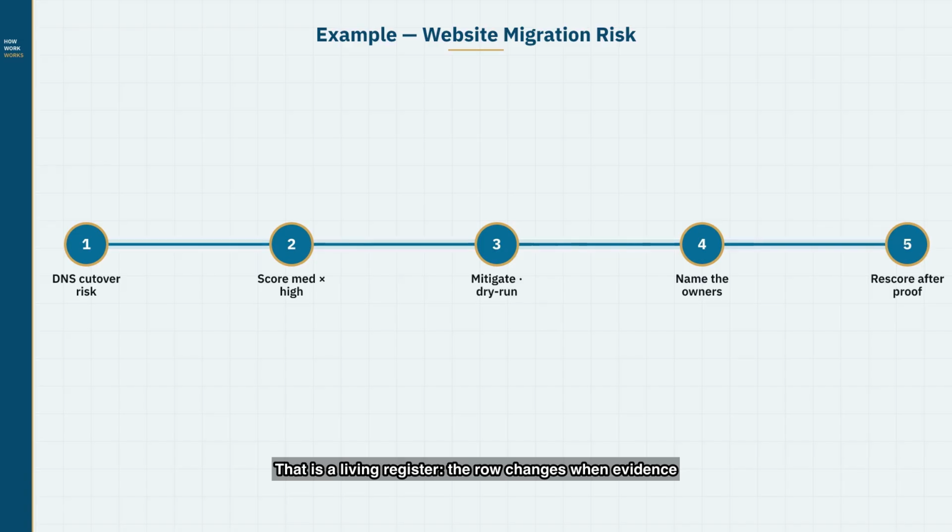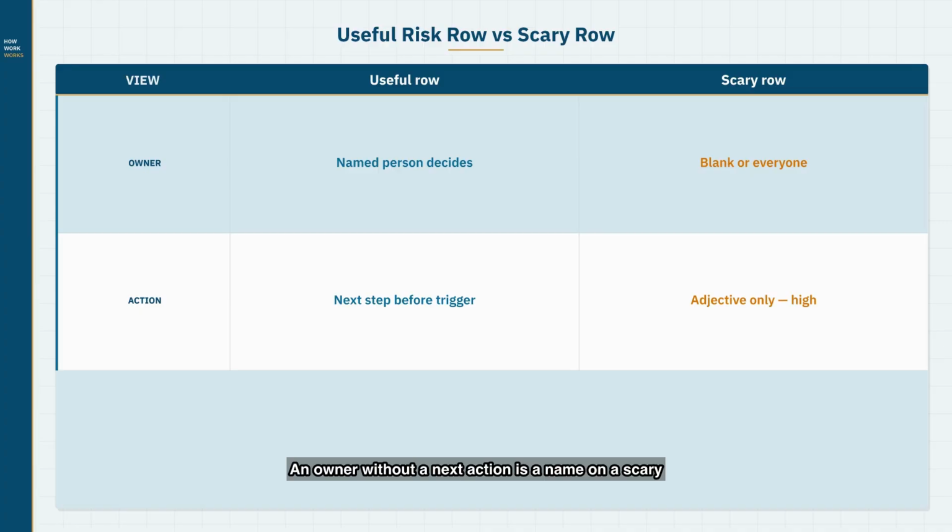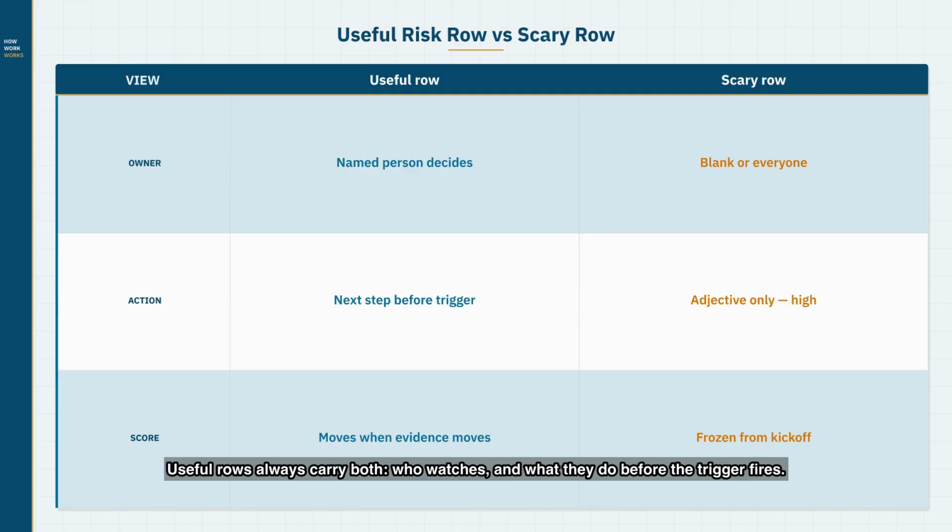That is a living register. The row changes when evidence changes. Response without an owner is theatre. An owner without a next action is a name on a scary list. Useful rows always carry both: who watches and what they do before the trigger fires.